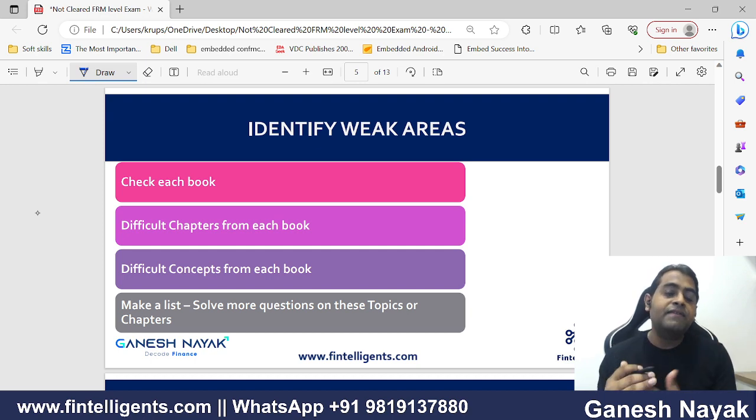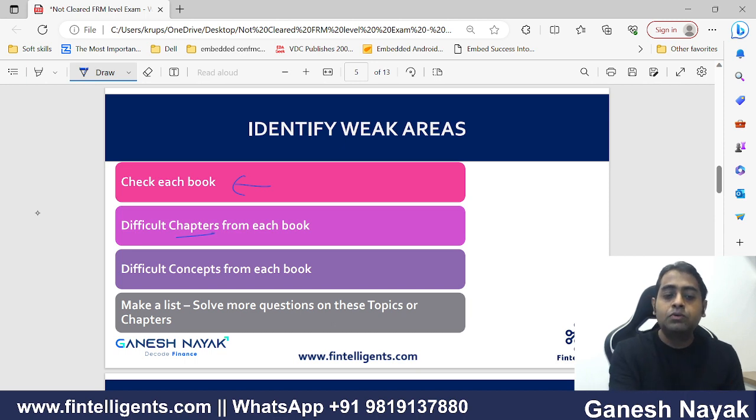Now, the way you have identified the list of chapters, go for each chapter which you found to be tough. Go to each chapter and identify difficult concepts. Write down the page number from the book. Suppose you are using Schweser, then write down the page number, also the name of the concept of each book which you found to be difficult.